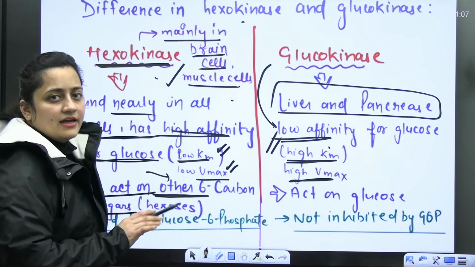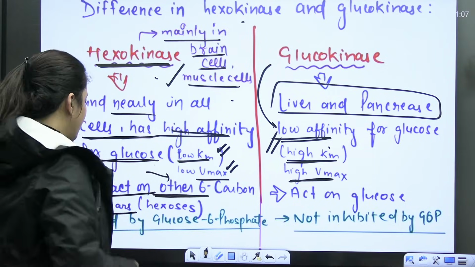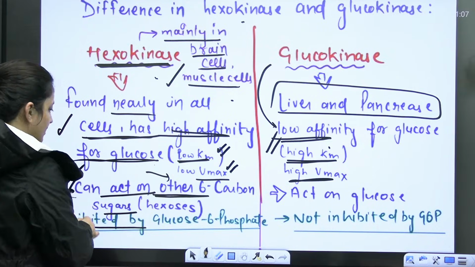It is like, okay, if glucose is there, I'm very happy. If not, chalo, if there is any other hexose, I will act on it. So this enzyme is inhibited by G6P.